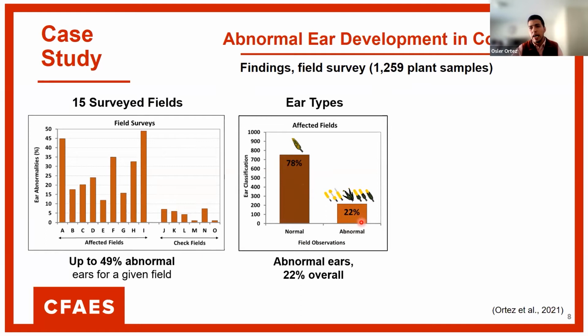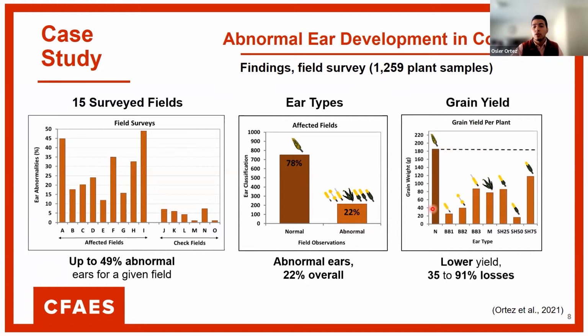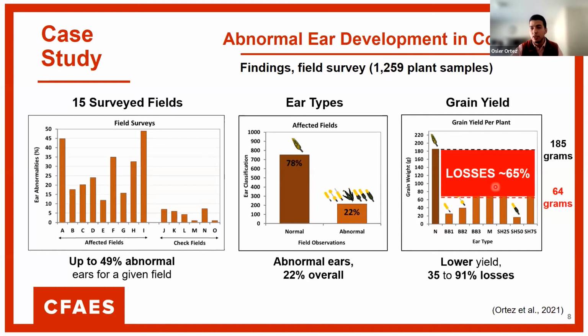Now, we can think if 22 is a whole lot or not, and this graph can help us to answer that question. When you have normal ears here on the brown bar, you see that the grain weight per plant is close to 200 grams. Now, when you have any type of abnormal ears, your grain weight per plant is being affected significantly. If you do some rounding up here, it's about 65% of yield losses in those affected ears. So if you do 65% times 22%, you can have some idea what are the issues happening. And then even worse, if you are in a condition like this one with 50% of abnormalities. So this sets the stage for our work in the subsequent years.